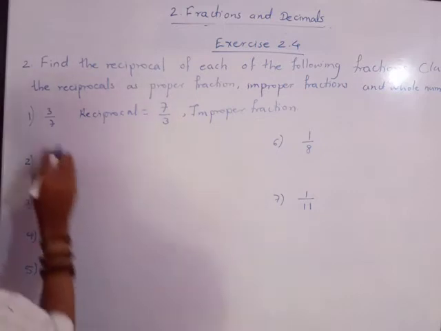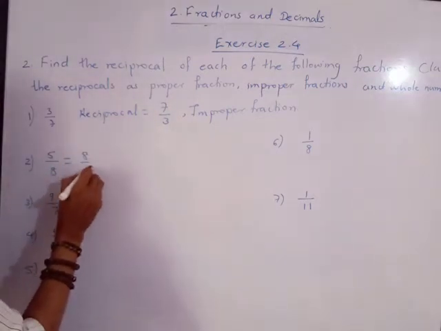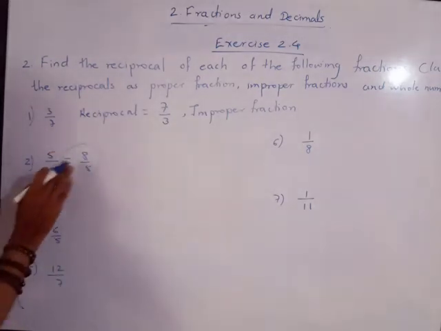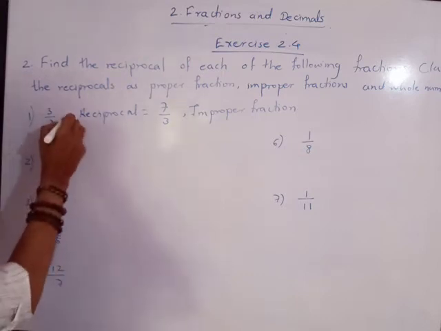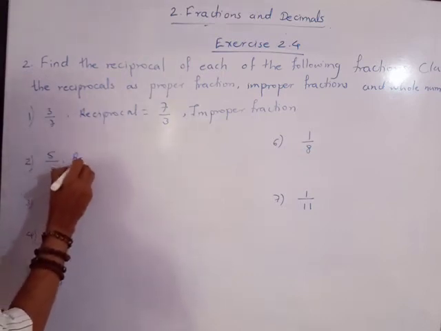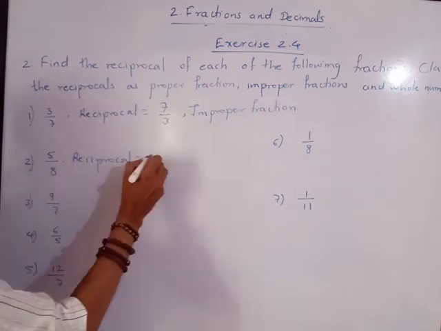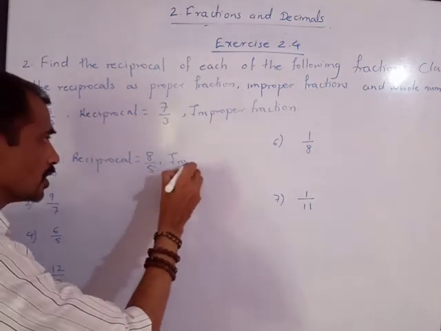Please note, some students are having a habit of writing reciprocals like this, 5 upon 8 is equal to 8 upon 5. This is a wrong method because 5 upon 8 is not equal to 8 upon 5. You cannot write is equal to here. So here make a comma and then write reciprocal is equal to 8 upon 5. Numerator is bigger, so this is improper fraction.